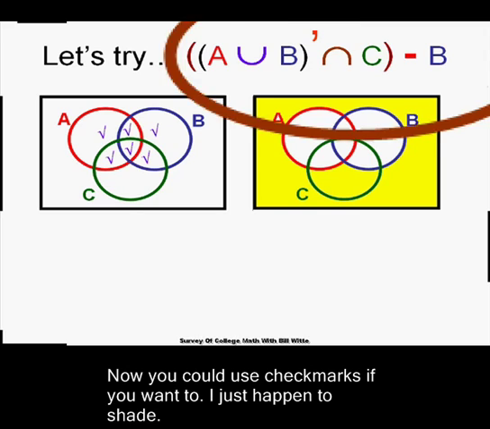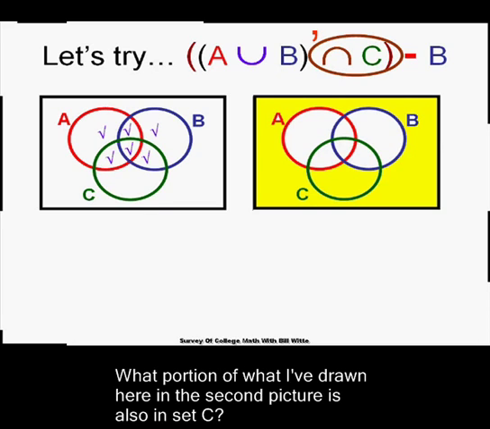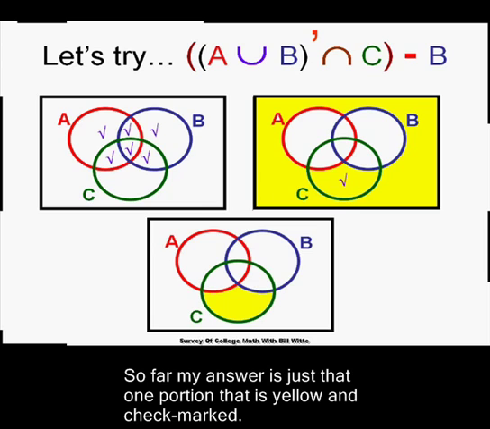Now I want to intersect that area with C. What portion of what I've drawn here in the second picture is also in C? You can see where the check marks are going to come into play here. I need different colors, and sometimes a check mark just acts as a different color. So that's the area, just that one portion where it's yellow and check marked. Now, is that my final answer?